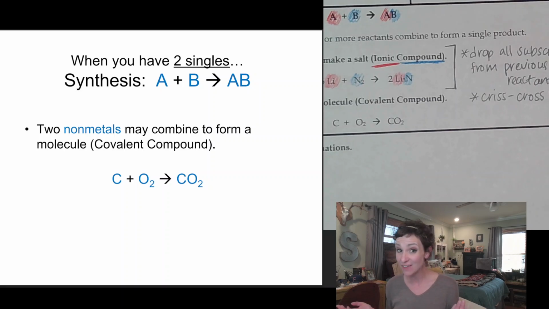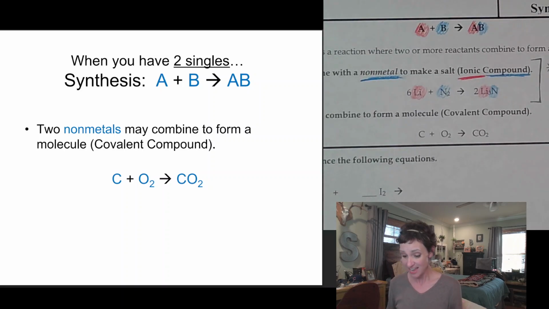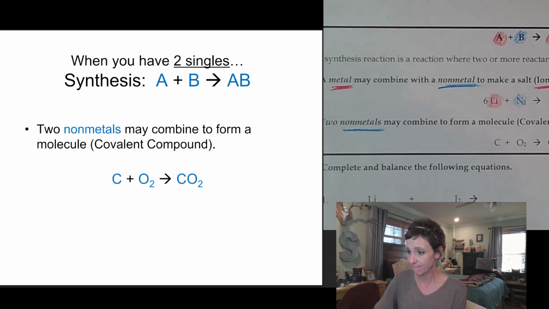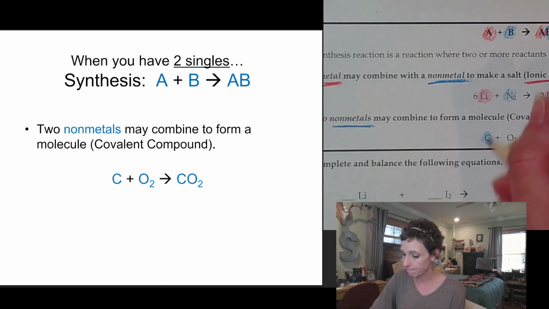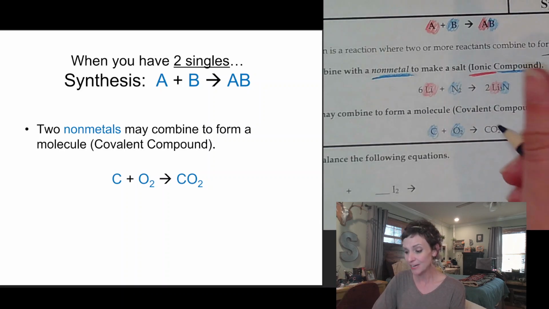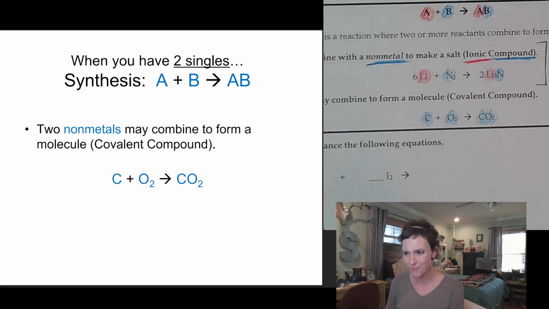I can also have two nonmetals. Okay, if my two single people are two nonmetals, so in this one I have a carbon and I have an oxygen, right? Well, if I see that coming, I'm like, okay, I've got to make a covalent compound because two nonmetals make a covalent compound. Now, this one is not something I will give more.